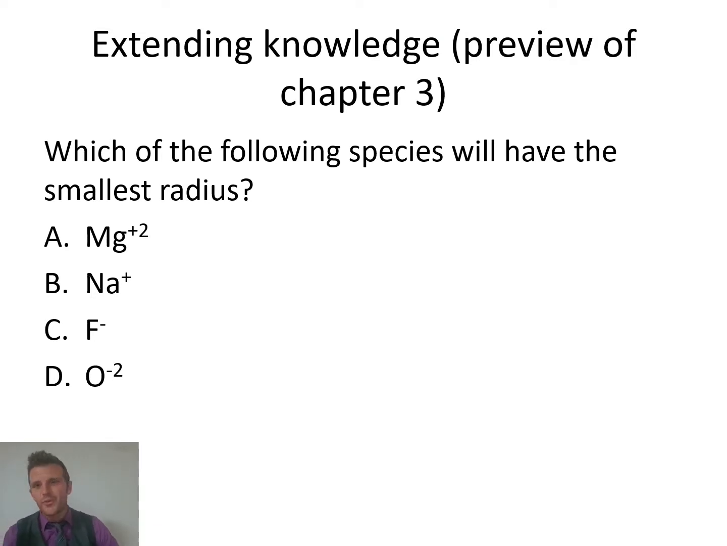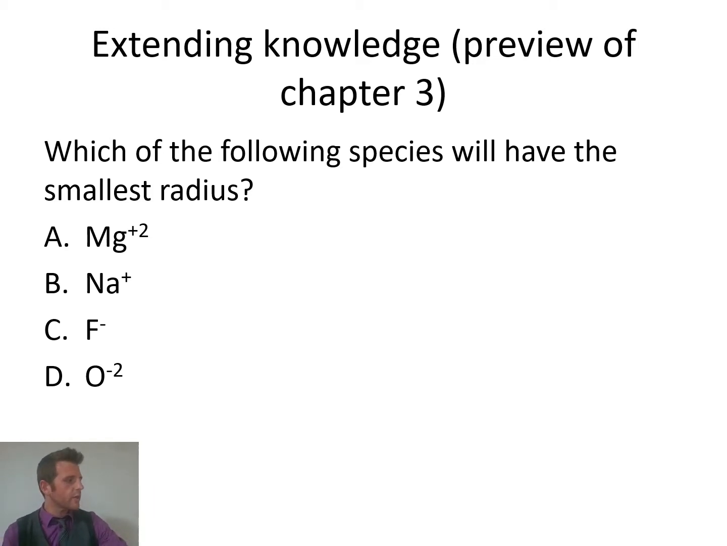Oh, preview of chapter 3. You can logic through this too. A lot of chemistry is just logic. So, which of the following species will have the smallest radius? Mg2 plus, Na plus, F minus, O2 minus.